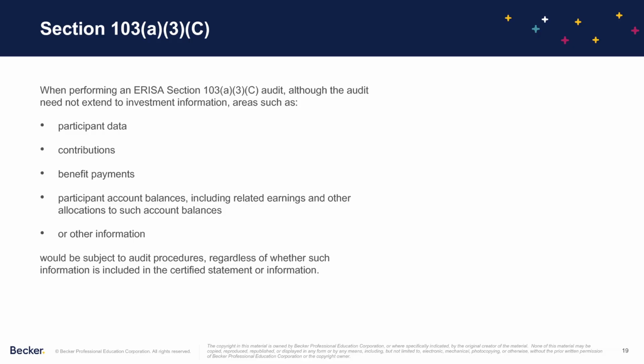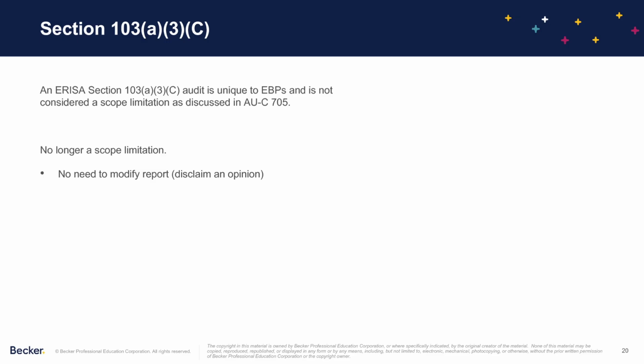Now, in the past, we used to say these were a limited scope and we disclaimed an opinion. And that is not the concept that they are using now. They are literally thinking here that it's not a scope limitation under AUC Section 705, it's just a unique requirement. And so it's no longer going to be a scope limitation. We're not going to disclaim opinion on the report. We're not going to modify our opinion. We're just going to have a special opinion.